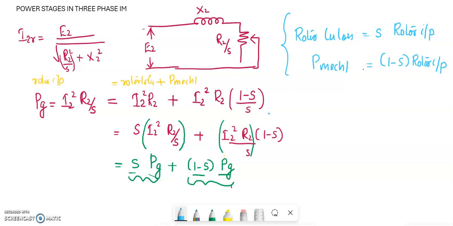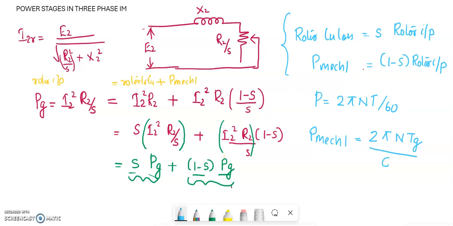Next we can see, due to this P mechanical, that is the mechanical power, an internal torque will be developed. We know the torque equation and the relation between the power equation and the torque equation: P equal to 2 pi NT divided by 60. Here the power developed in the rotor is P mechanical, which is equal to 2 pi N Tg divided by 60, where Tg is the gross torque developed in the rotor.